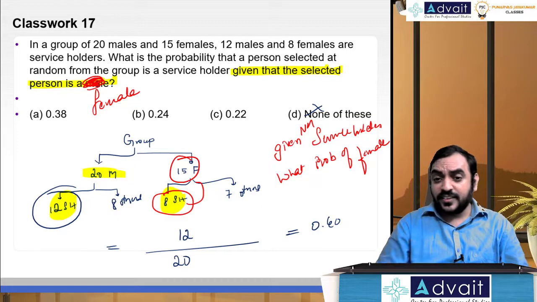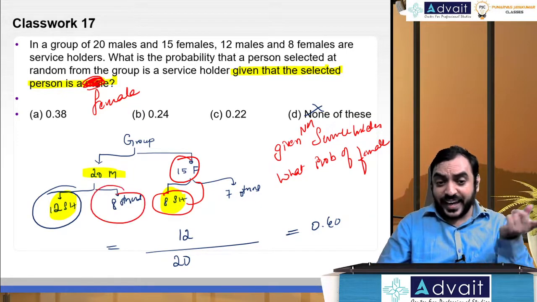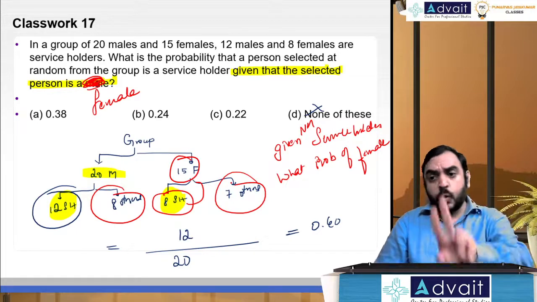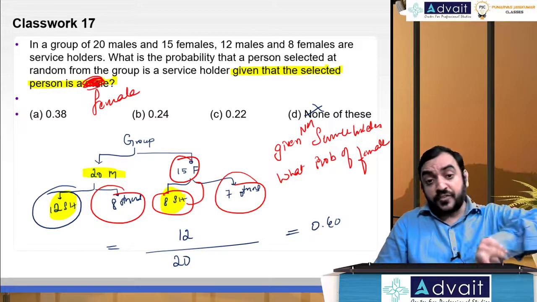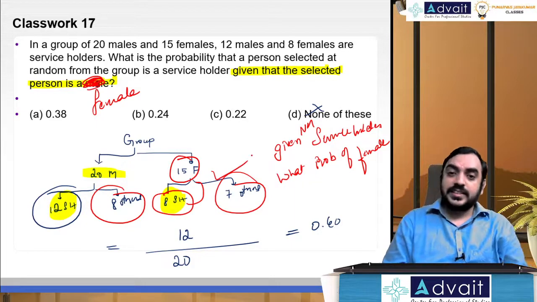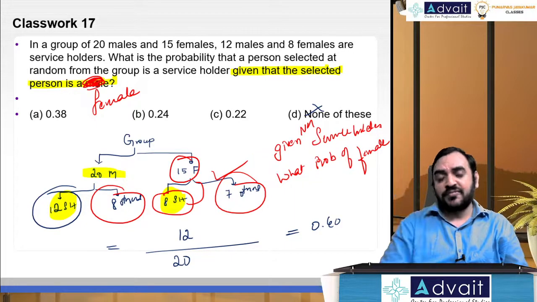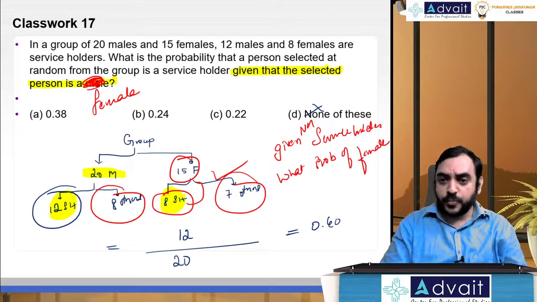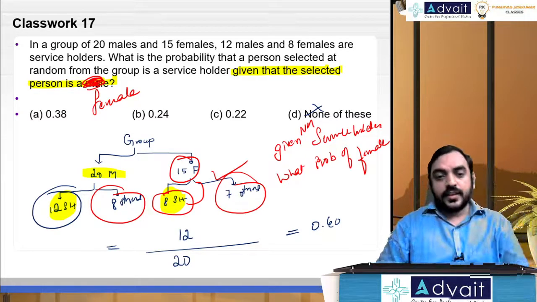Now, what is the service holder? 8 in male, 7 in female, totally 15. Out of the 15, what is the probability of selecting a female? That is 7. So 7 by 15. I hope you are able to get the point.